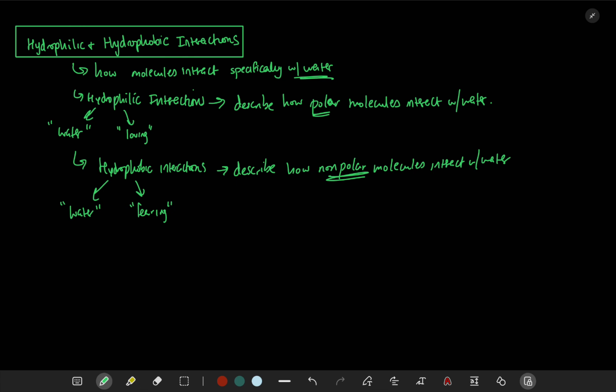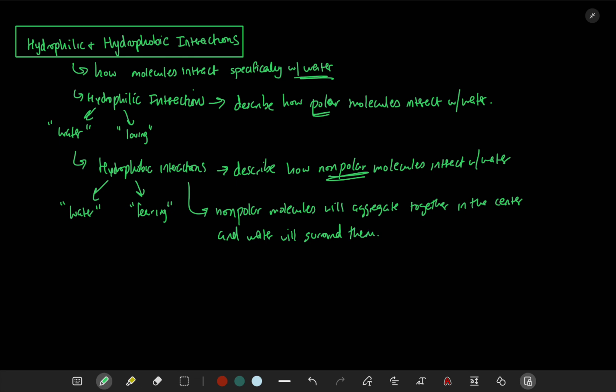So let's write that. So in this case, what happens is that the nonpolar molecules will aggregate together in the center, and water will surround them.